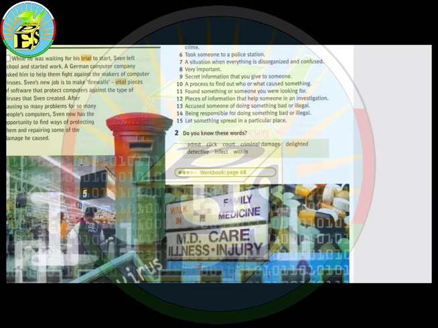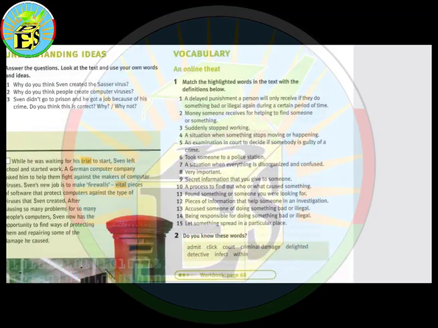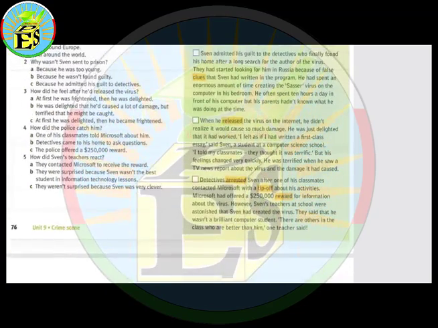Have you chosen the best answers? Let's check your work. Number 1. How far did the Sasa virus spread? All around Germany, all around Europe, or all around the world? Yes, excellent. C. All around the world. Number 2. Why wasn't Sven sent to prison? A, B, or C? Yes, great. It's A. Because he was too young.